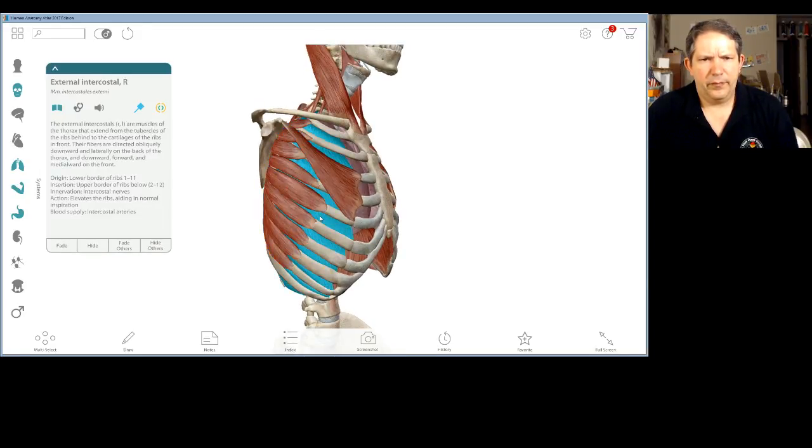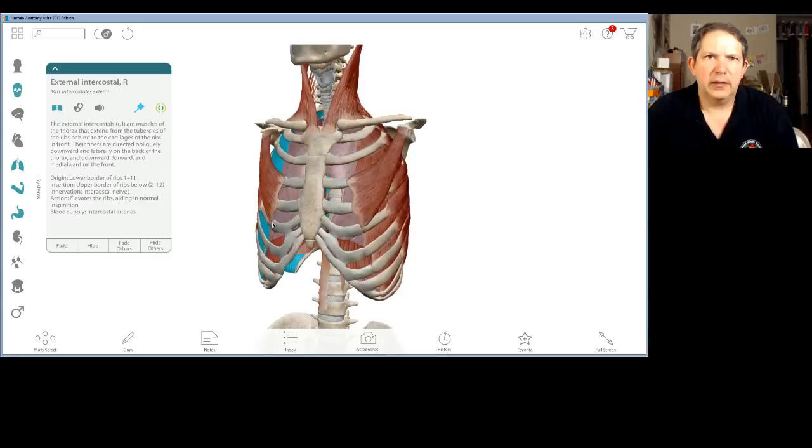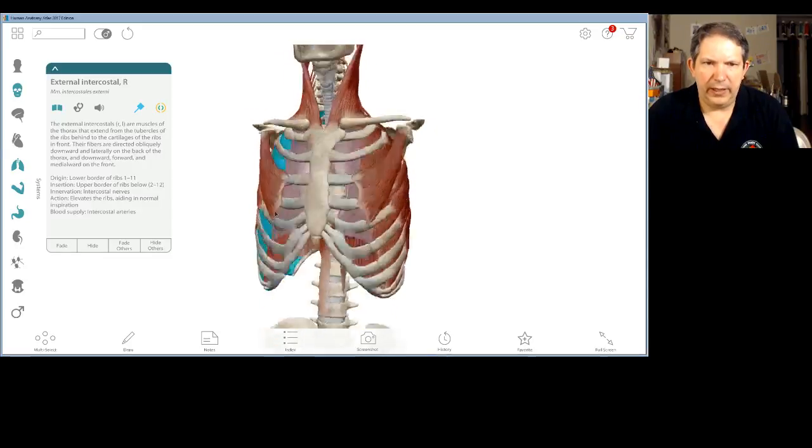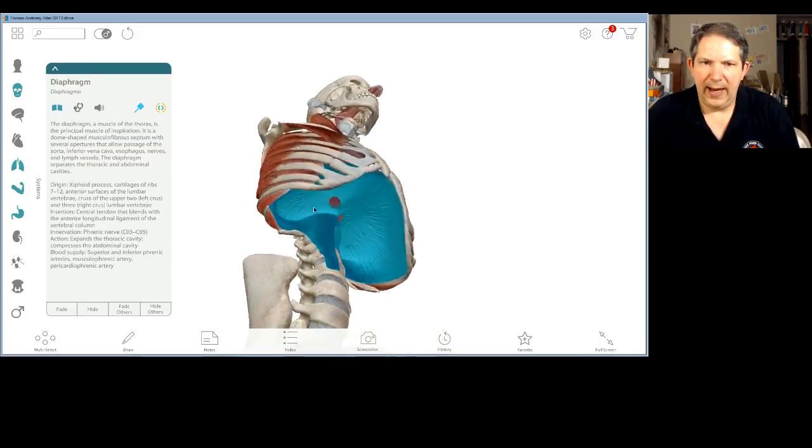Well, yes, the serratus anterior. Let's talk about the main muscles for inhaling. Not the diaphragm, or yes, the diaphragm. Is it for inhaling or exhaling? It's for inhaling.